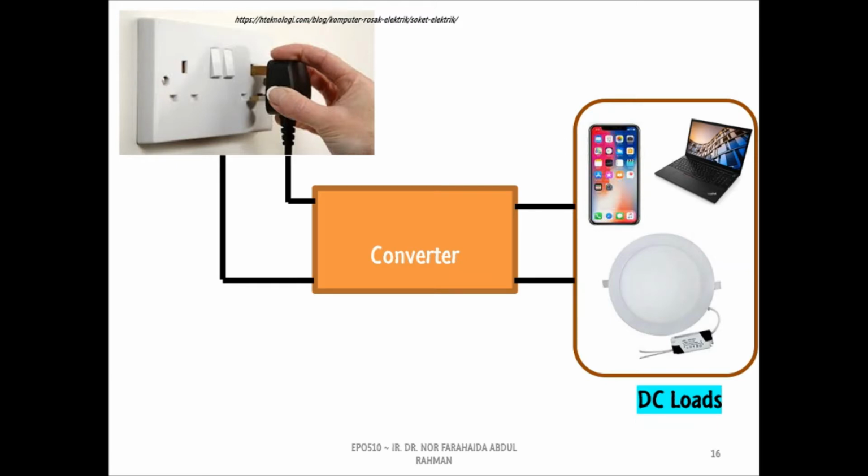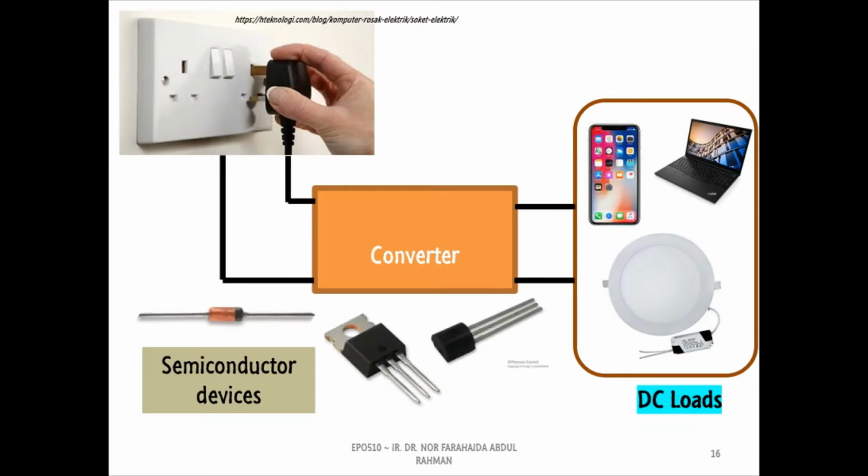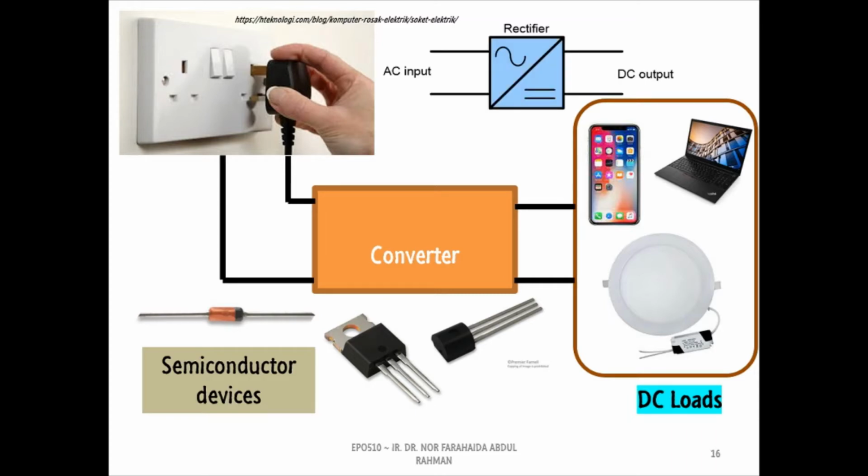This converter utilizes electronic components, which are semiconductor devices, to perform power conversion. For this condition, the converter needs to convert AC power to DC power, and the converter is called a rectifier. Ideally, the rectifier converts sinusoidal AC voltage to constant DC voltage.